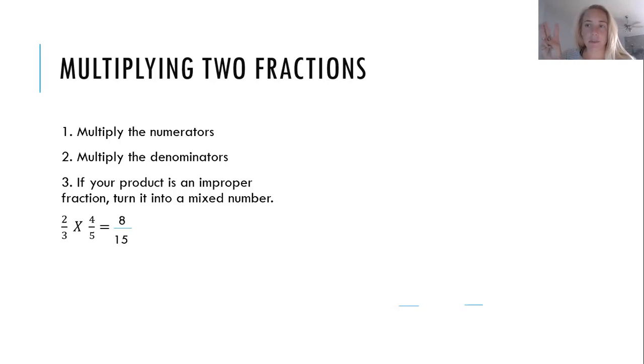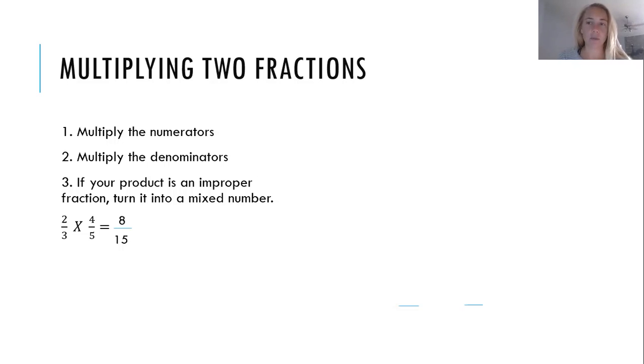Now we need to do our step three, which is if it's an improper fraction, we need to turn it into a mixed number. And remember, to tell if a fraction is an improper fraction, the numerator will be bigger than the denominator. We know that 8 is smaller than 15, so we don't have to do step three because this is already a good fraction. It's not an improper fraction.